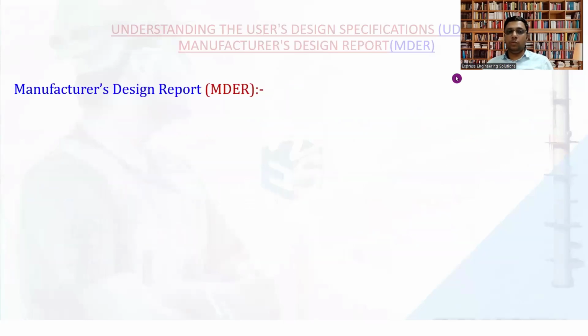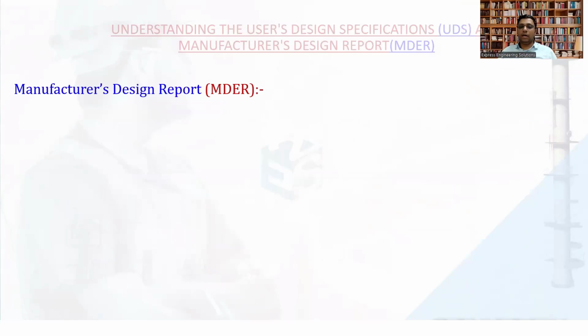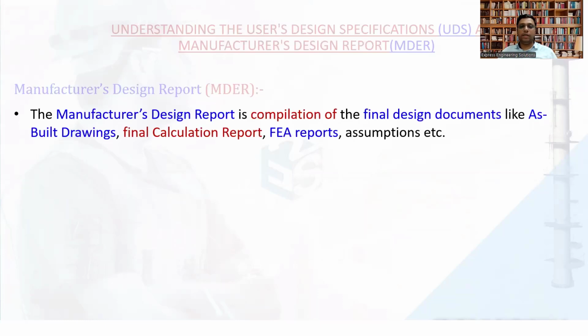Then what do you mean by manufacturer's design report, MDER? Many times MDR is also referred to, but there are two MDRs. One is manufacturer's data report. So that's the reason why usually it is termed as MDER, manufacturer's design report. So what do you mean by this MDER document?